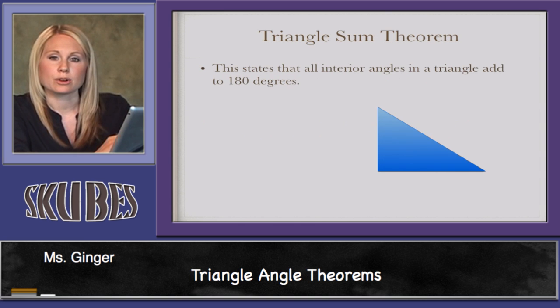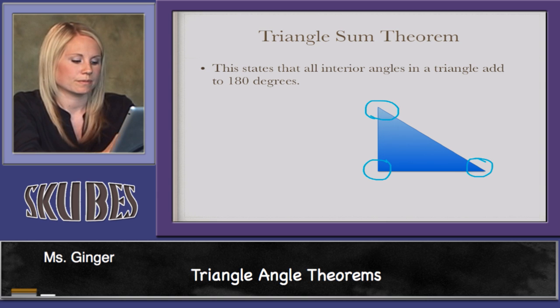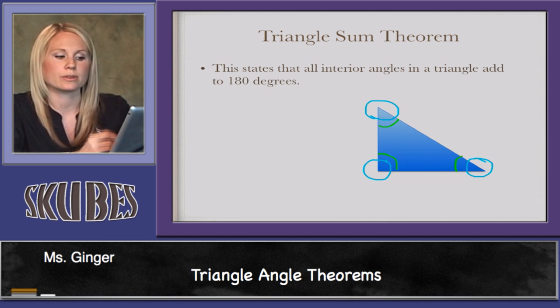Okay, the triangle sum theorem states that all of our interior angles are going to need to add up to 180 degrees. So those are going to be these three here. So all three interior angles must always add up to 180 degrees, and that is the triangle sum theorem.